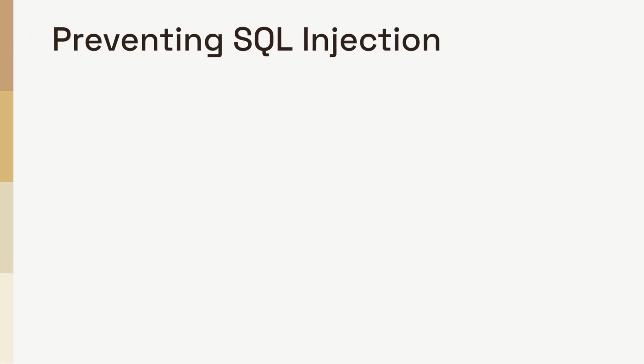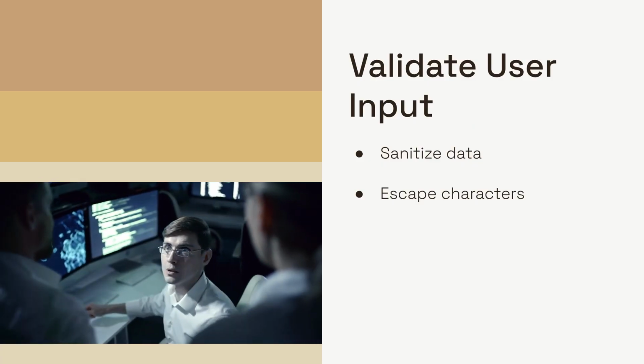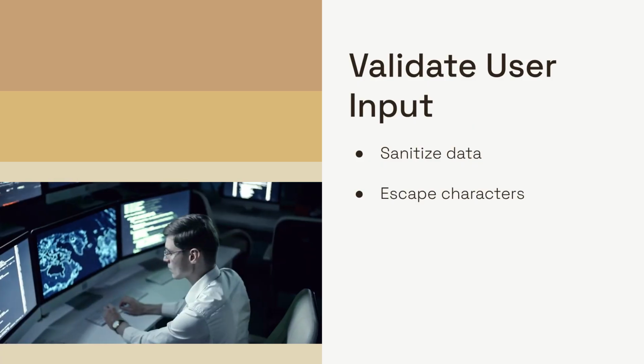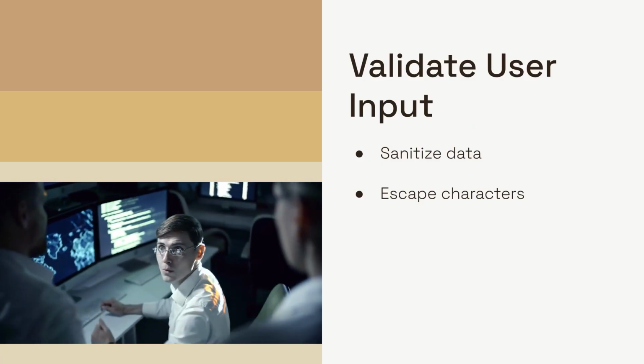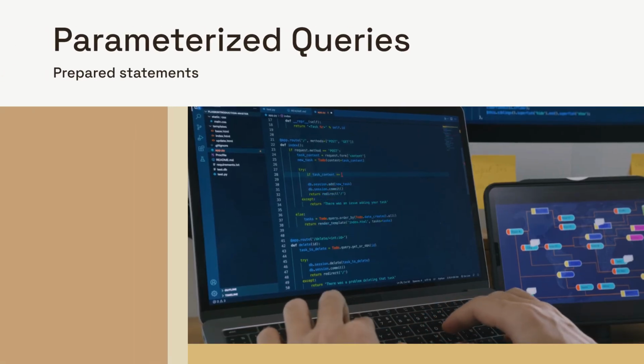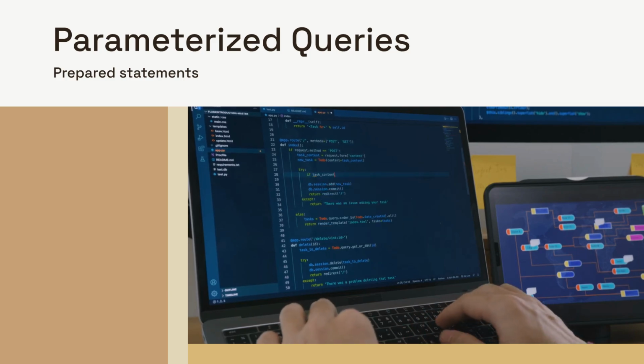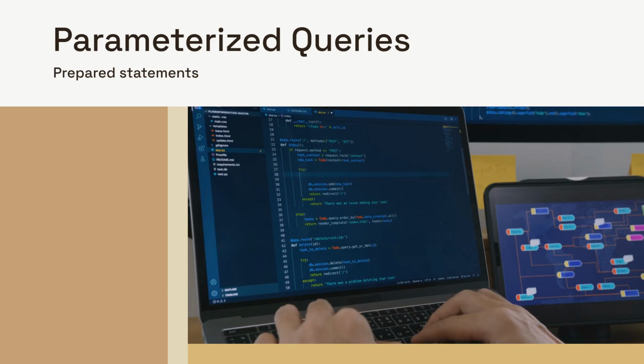To secure your applications and prevent SQL injection attacks, developers must apply proper security practices. First, user input must be validated and sanitized. Special characters, like quotes, should be escaped or converted so they are not executed as SQL commands. Another crucial method is using parameterized queries or prepared statements. This treats user input strictly as data, separating it from the SQL command to safely process requests.